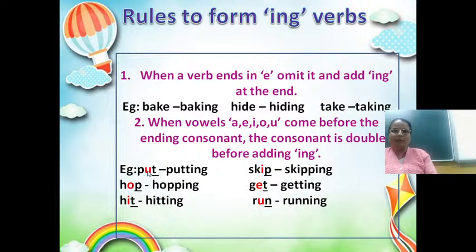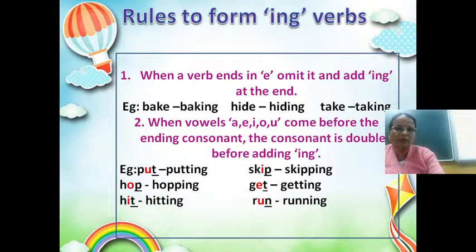P-U-T, put. You see, U is a vowel. You can see A, E, I, O, U. U is a vowel. U is the second last letter, right? And after U, you can see the last letter is T. T is a consonant.